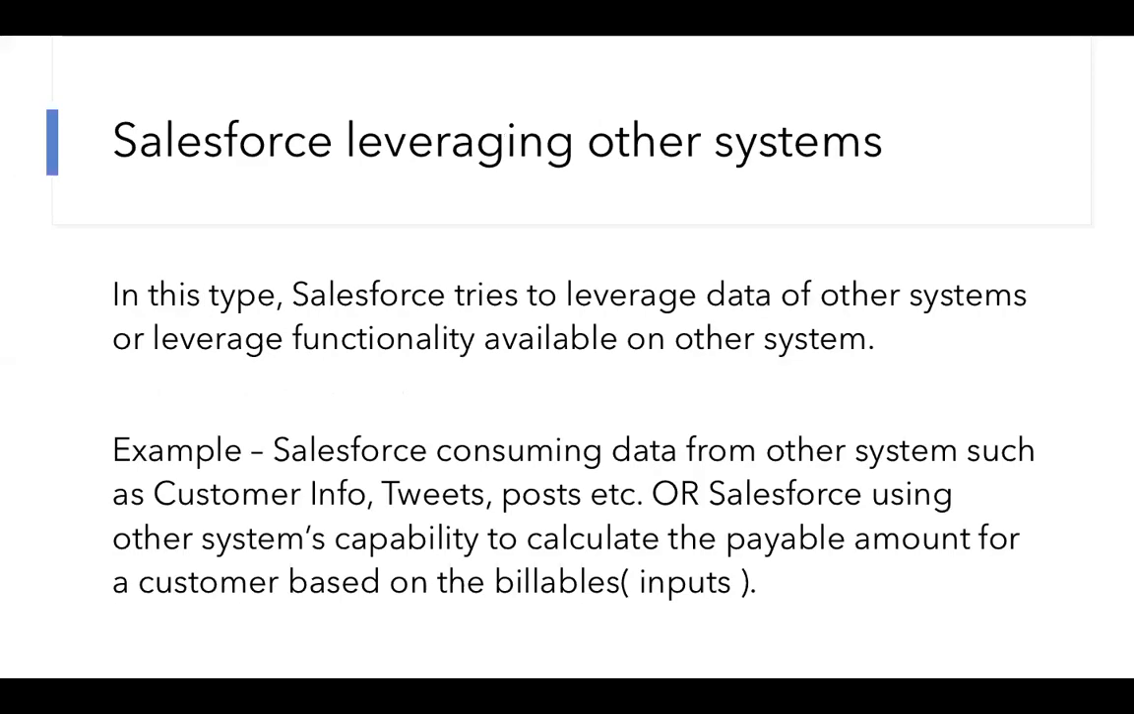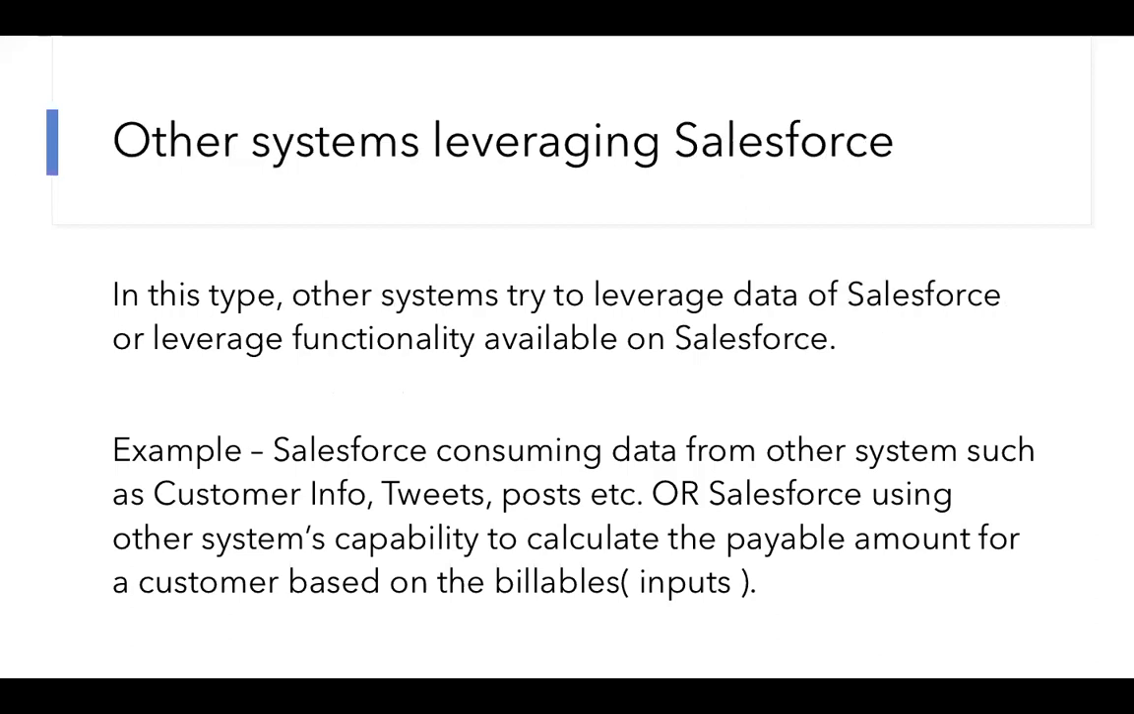So a brief description of the same. If Salesforce is trying to leverage data or functionality available on the other system, that's the one kind. If you read the example there, where I'm trying to get some tweets, some customer information, something which is not in my system. And if you look at the OR part there, Salesforce using another system's capability to calculate the payable amount, like I said, the invoices or something of that sort, which I don't have in Salesforce. So I would try to go there and get something.